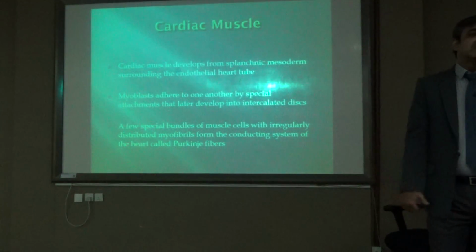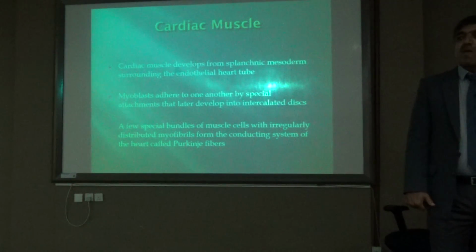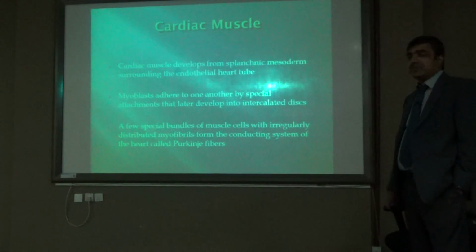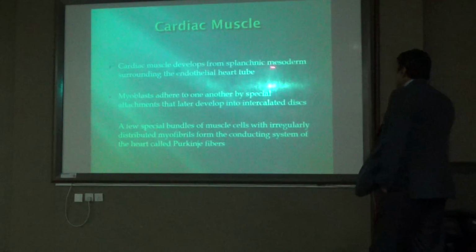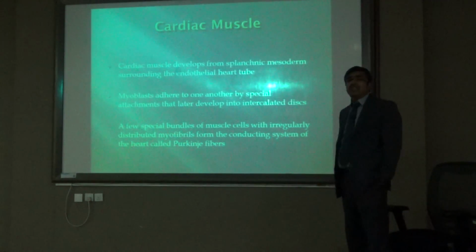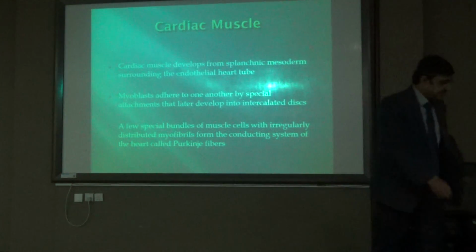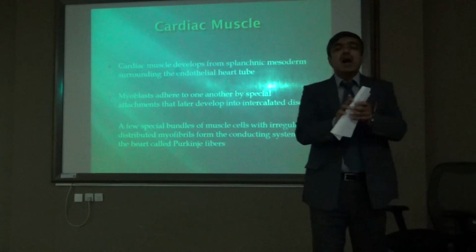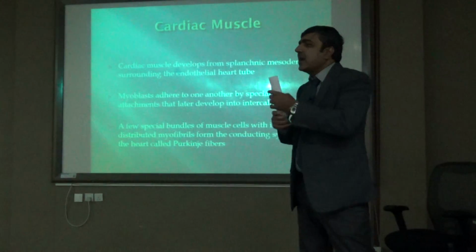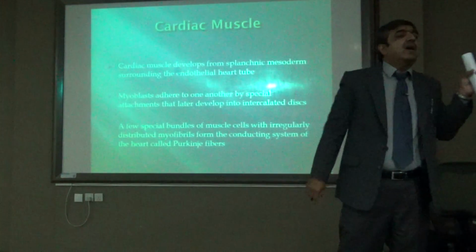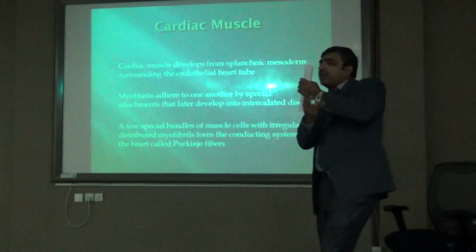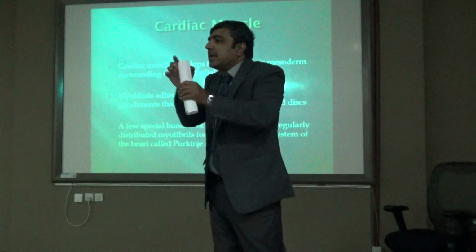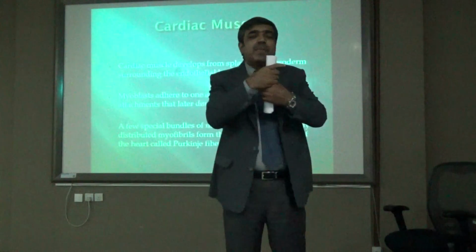This is muscle development. Cardiac muscle develops from mesoderm surrounding the endothelial heart tube. This was the heart tube. The inner lining of the heart tube is formed from the endoderm. Connective tissue surrounding this endoderm forms the muscles of the heart. Inside is endothelium, middle is the muscle, myocardium.